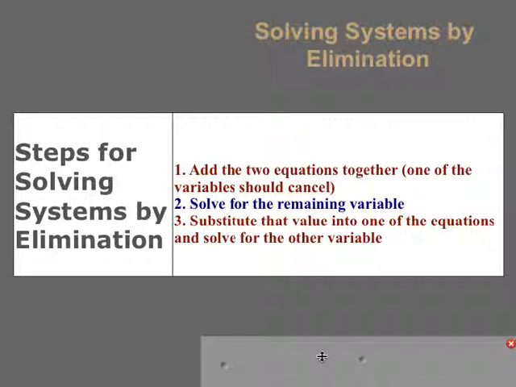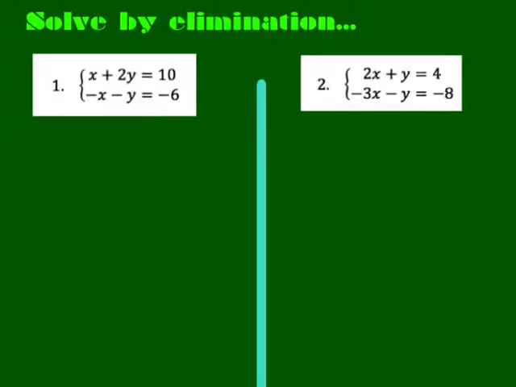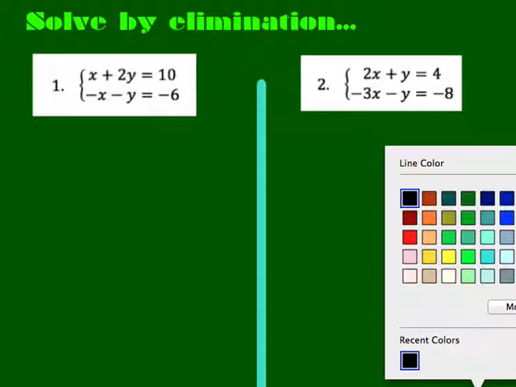And once they've canceled out, it's available to you to solve for the remaining variable. Then you can substitute that variable into one of the equations and solve for the other variable. That last step is very much like we did when we were doing substitution. So let's go ahead and take a look at what this would look like. Remember, we want to have the same number with opposite signs outside of one of the variables. It doesn't matter which of those variables we choose.